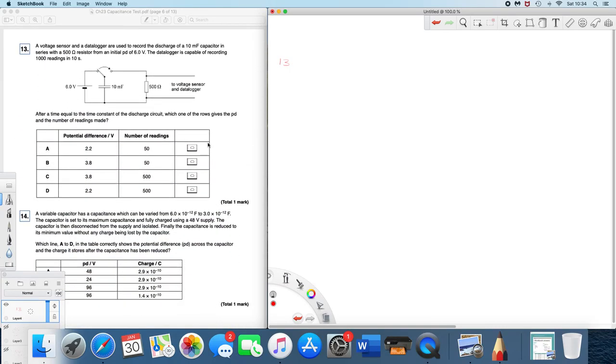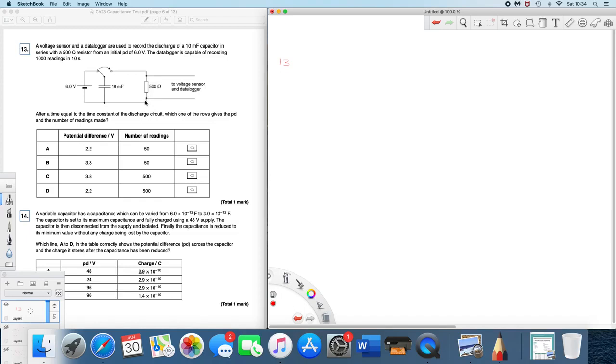A voltage sensor and a data logger are used to record the discharge of a 10 millifarad capacitor in series with a 500 ohm resistor from an initial PD of 6 volts. The data logger is capable of recording 1000 readings in 10 seconds. After a time equal to the time constant of the discharge circuit, which one of the rows gives the PD and the number of readings made?